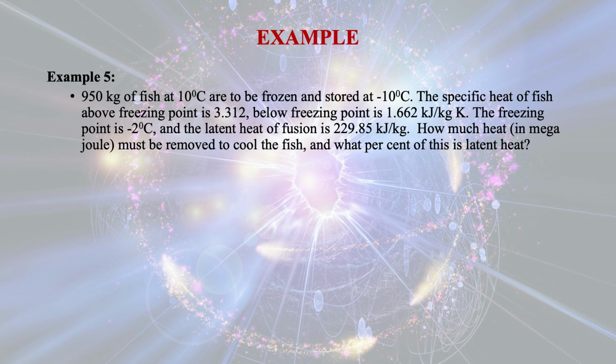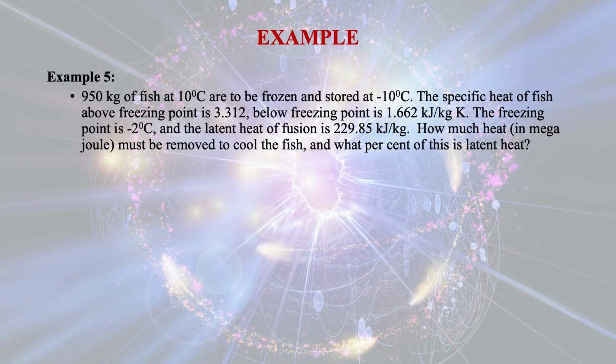Now the next problem is also very interesting. 950 kg of fish at 10 degrees centigrade are to be frozen and stored at minus 10 degrees centigrade. The specific heat of fish above freezing point is 3.312, below freezing point is 1.662 kilojoule per kg. The freezing point is minus 2 degrees centigrade and the latent heat of fusion is 229.85 kilojoule per kg. How much heat must be removed to cool the fish and what percent of this is latent heat?